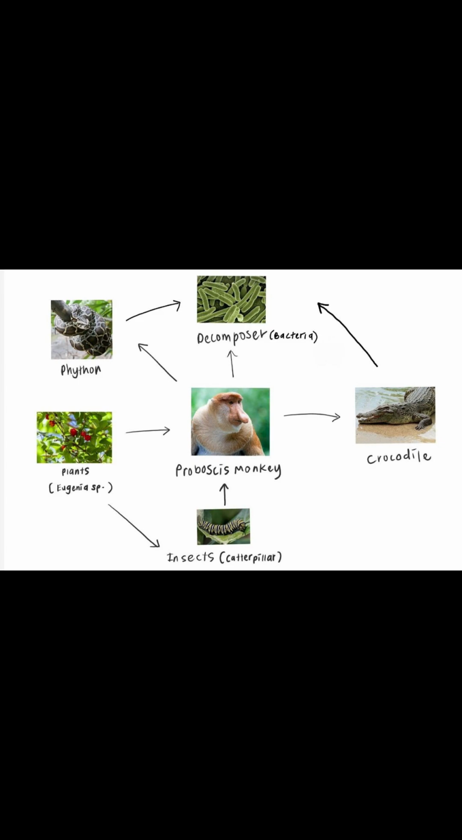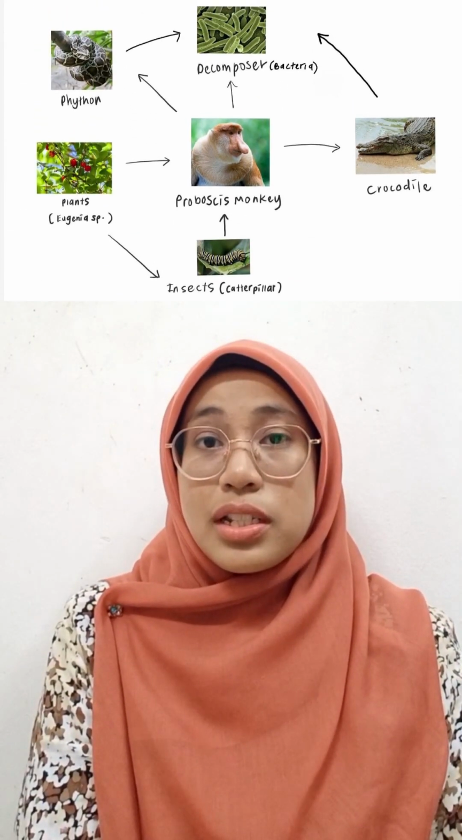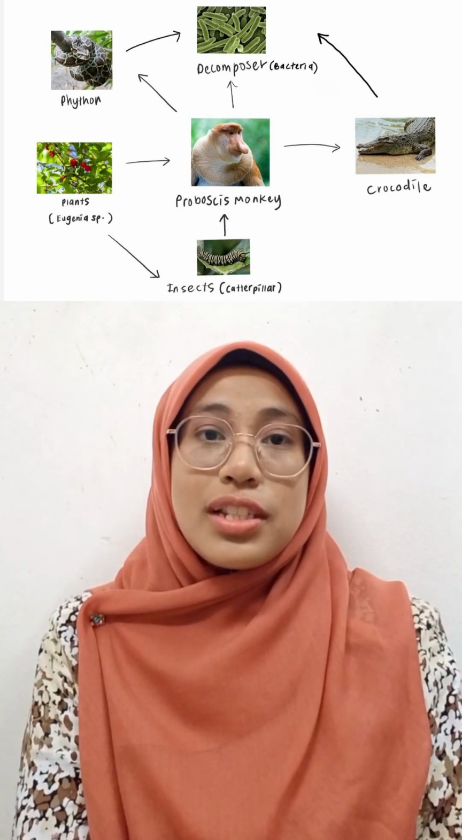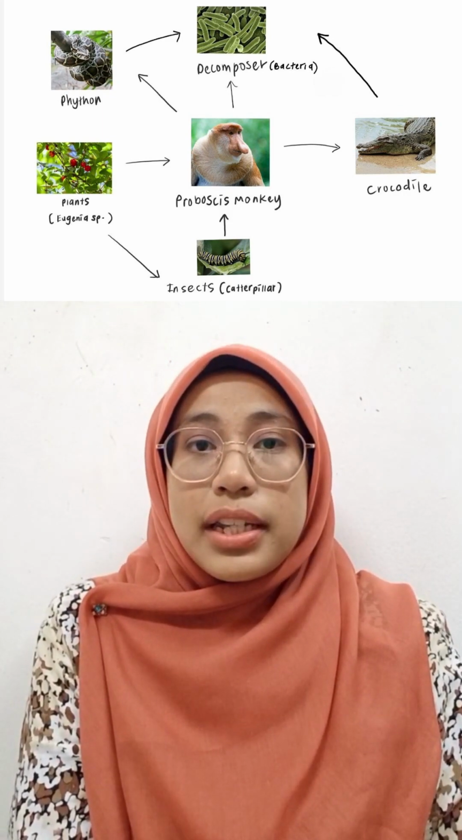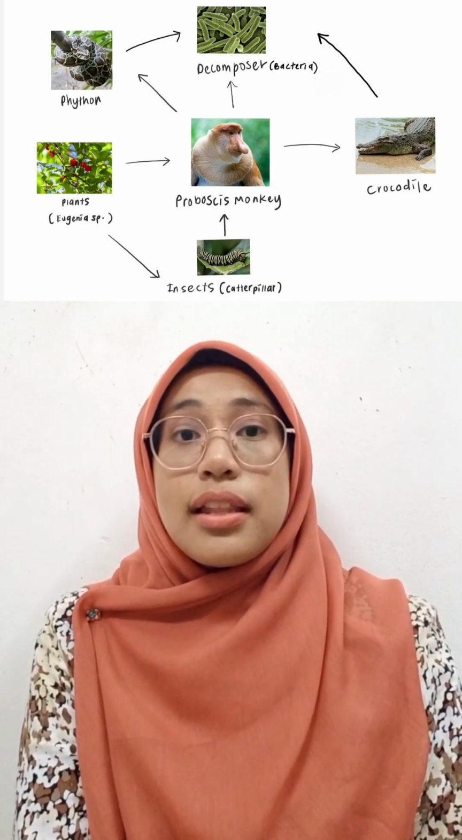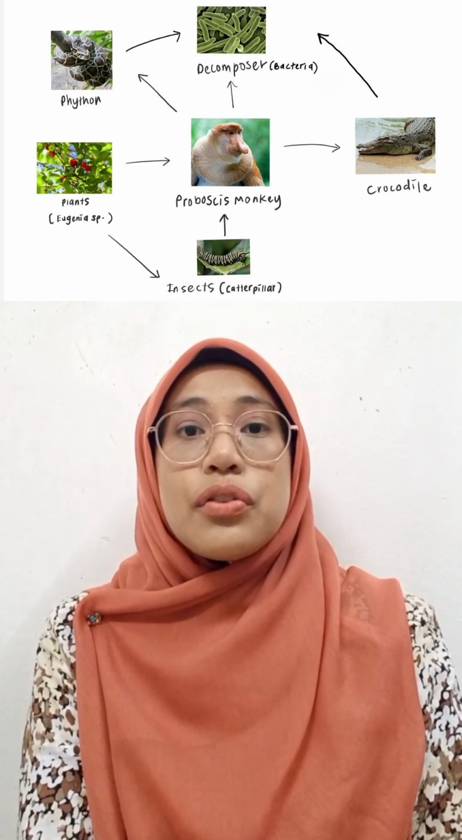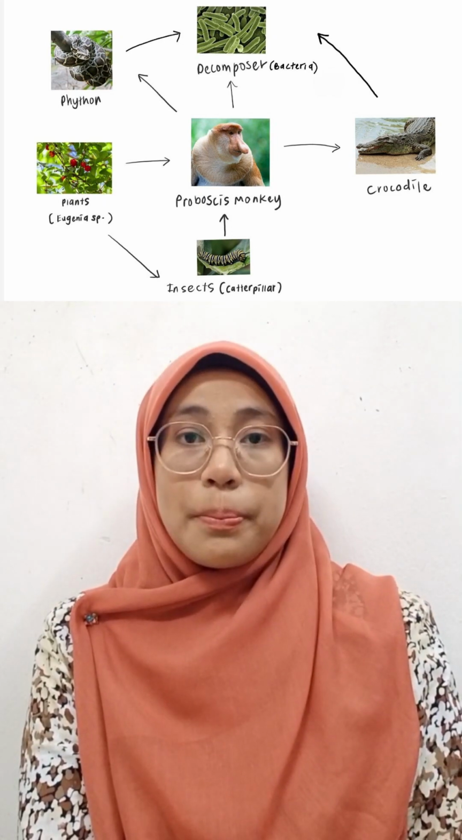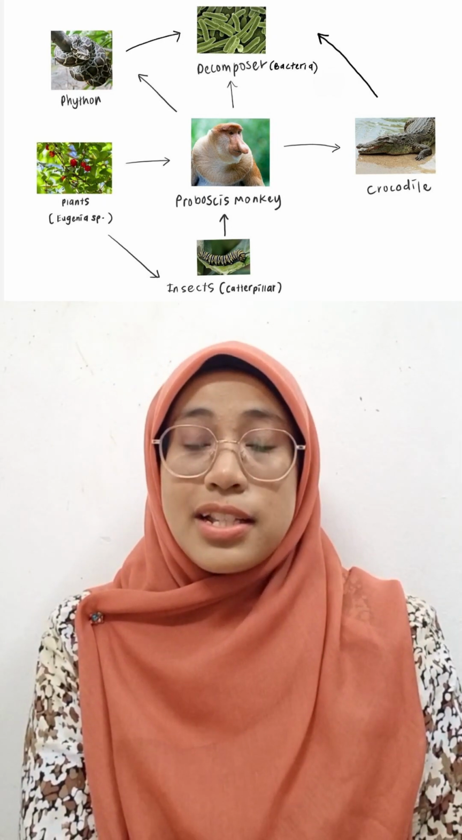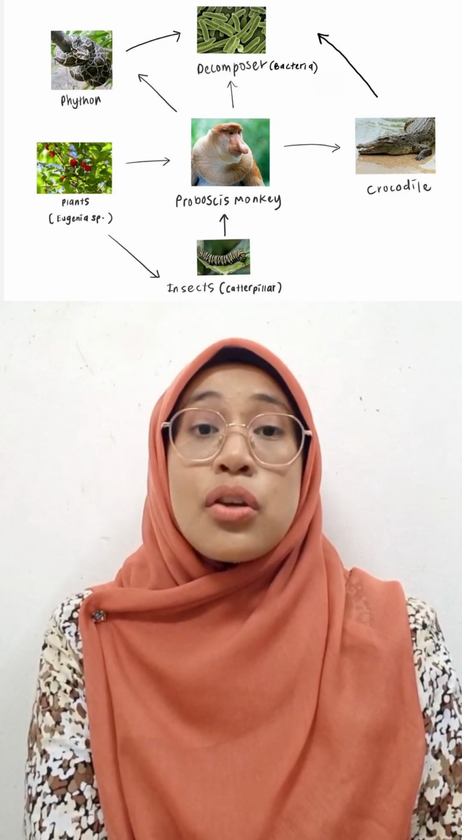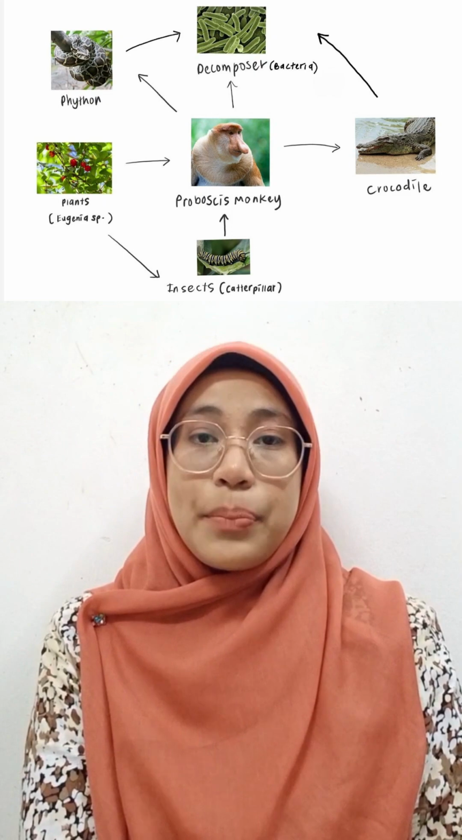A food web consists of all the food chains in a single ecosystem. This picture shows the food web that involves proboscis monkeys. Proboscis monkeys are omnivores, surviving mostly on leaves, shoots, and seeds. Proboscis monkey is the primary consumer, which feeds on plants such as Eugenia sp. in this food web. Other than that, proboscis monkey is also a secondary consumer, which feeds on insects like caterpillar.